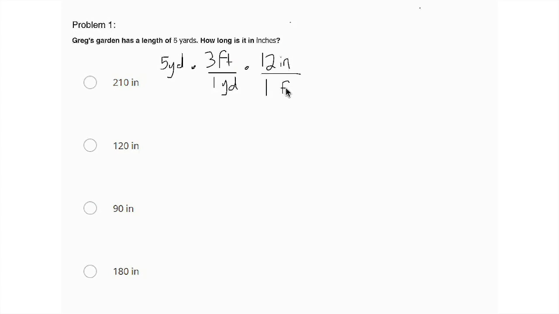Okay, now we can think about how this works out. So let's think about units first. The yards on top cancel with the yards on the bottom. Feet on top cancel with the feet on the bottom. So great, we're left with inches, which is what we want. And now we think about the math. 5 times 3 times 12 divided by 1. So that's going to be 15 times 12.